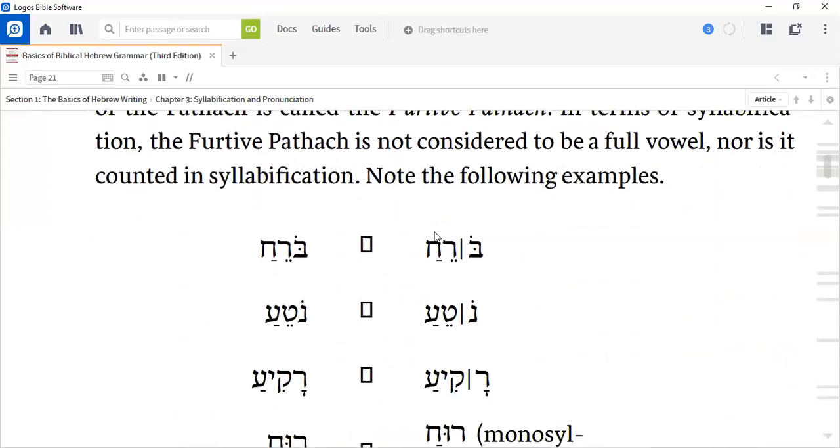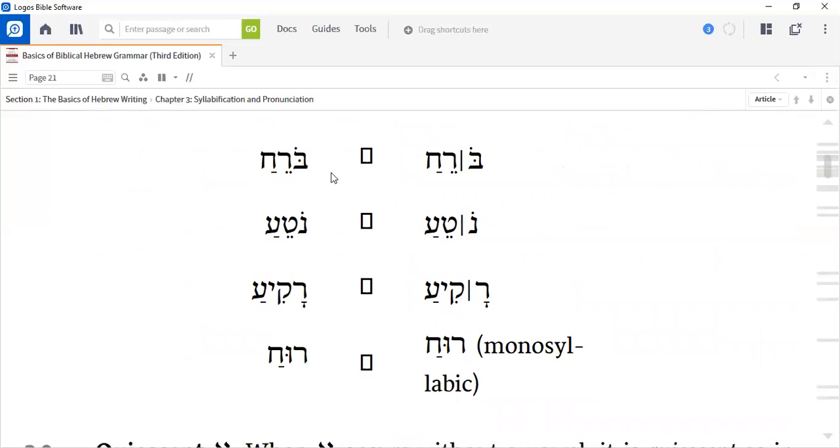The furtive patach, I don't think I ever talked about this. This is important. The chet and the ayin, if they're not preceded by an A-class vowel, they like to take an A-class vowel. So what they'll do is they'll throw it in. For example, boreach would normally be just borech, except that it ends in a chet. You can't have an E-class vowel before the chet. So we just throw in what is called the furtive patach, and that's pronounced before the chet. So it becomes boreach, notea, rakia, ruach. Okay, you hear that?